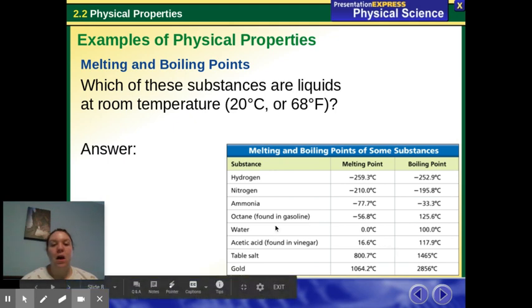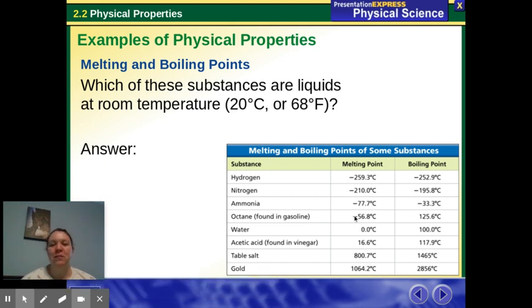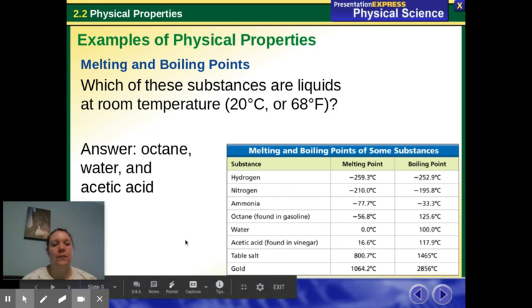We're aware of that. Water, 0 to 100, we just talked about this one. 20 degrees does fall between here. Water is a liquid at room temperature. Octane, which is found in gasoline, which we know is a liquid if we've ever had to pump gas. 20 degrees does fall between 56.8 and 175.6, so it is a liquid. As we move up here, we get to ammonia and nitrogen and hydrogen. Their melting points are negative and their boiling points are also negative, which means 20 degrees is not going to fall between here. These are actually going to be gases at room temperature. So the only three that are liquid are going to be octane, water, and acetic acid.